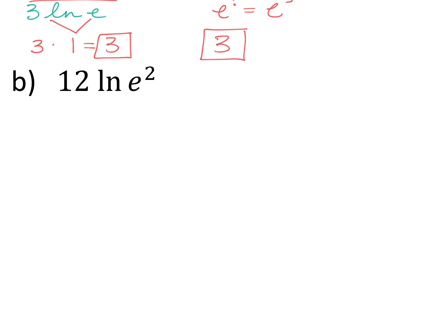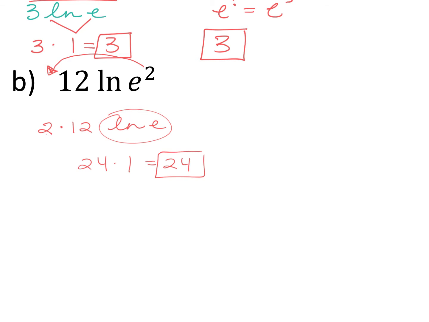Okay, so 12 times the natural log of e squared. I would, on this, take that exponent and move it out in front. I like the properties better majority of the time. That's up to you, how you want to think of it. But I typically do the property version. So 2 times 12 times the natural log of e. Well, there's our buddy Lenny, right? So that's 1. 2 times 12 is 24. So 24 times 1 equals 24. Is that making sense?